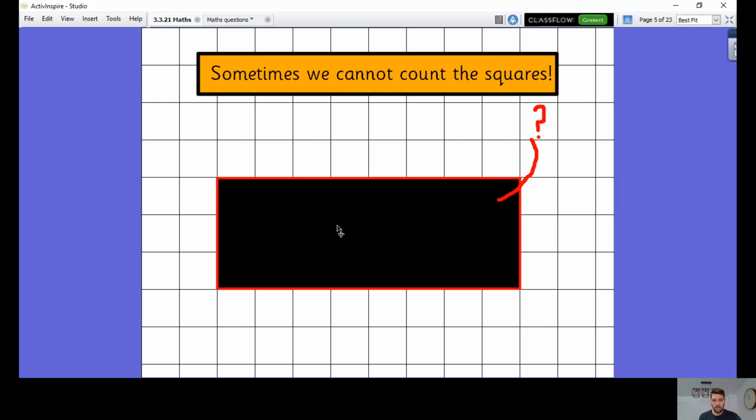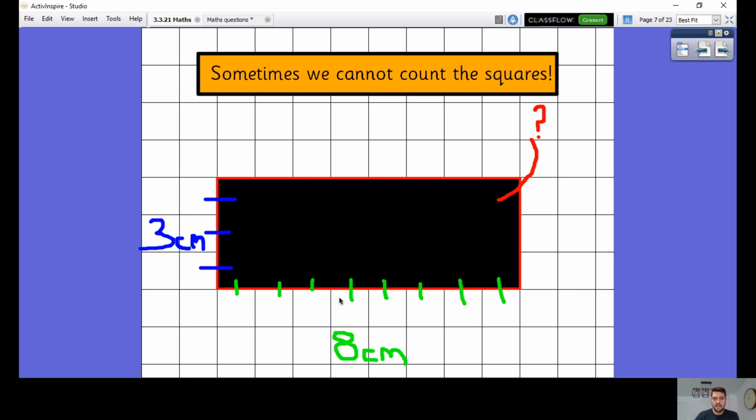Sometimes, unfortunately, we can't see the squares to just count them. So we need to know that length times width gives us the area. So the length of this rectangle is 1, 2, 3 centimeters, still counting squares in a way. And then the width is 8 centimeters. So all I do now is do 3 times 8. 3 times 8 is 24 centimeters squared.